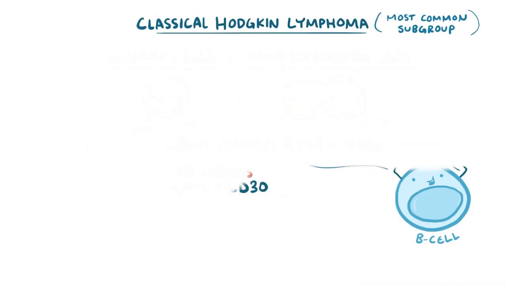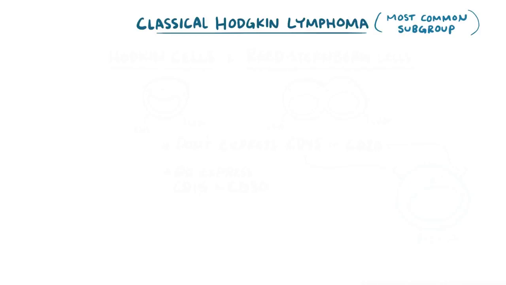Now, this subgroup, classical Hodgkin lymphoma, can be further divided into 4 histologic subtypes based on the composition of the reactive background inflammatory cells and whether fibrosis is present.